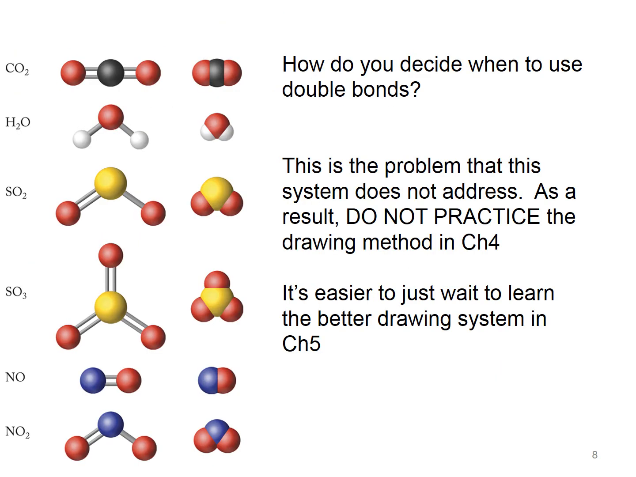So the real question here is, how do you decide when to use these double bonds? And this is a problem that this system really doesn't address. So as a result, we're not really going to practice the drawing method in Chapter 5. We need to look at a different way of arranging these electrons to get the most stable molecule. Not necessarily the one with the best atom, but with the best entire molecule. So for that reason, I say don't bother drawing anything in Chapter 5. We will cover all of this in Chapter 6 with a different system. And the problem for people who learn the system in Chapter 5 is they have trouble adjusting to the system in Chapter 6. So don't do any of this section.